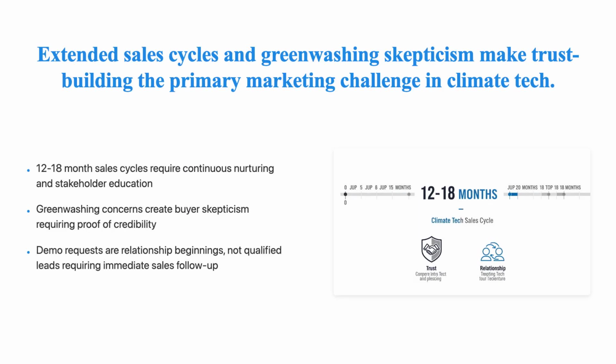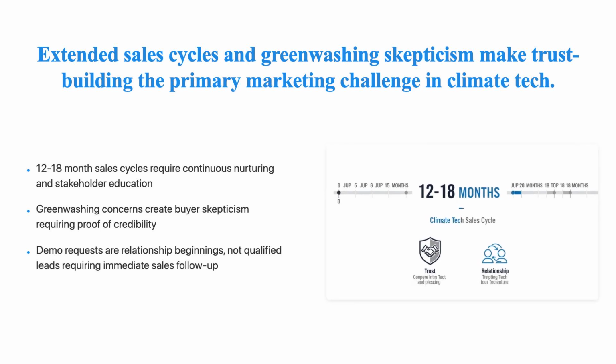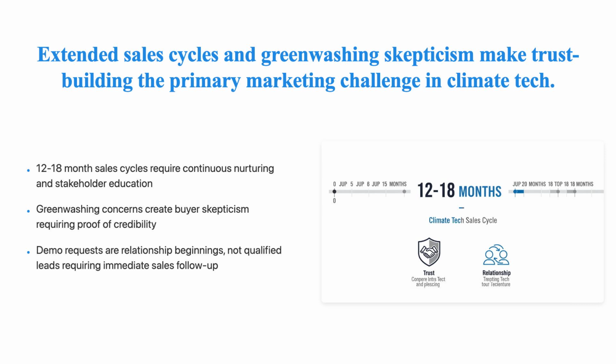The final complication, time and trust. Climate tech sales cycles average 12–18 months, far longer than typical B2B software sales. This isn't just about budget approval. It's about organizational change, system integration, and stakeholder education. Your prospects need continuous nurturing, education, and relationship building throughout this extended journey. But here's the critical challenge. Trust is your most valuable currency.